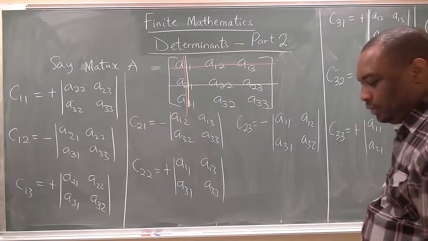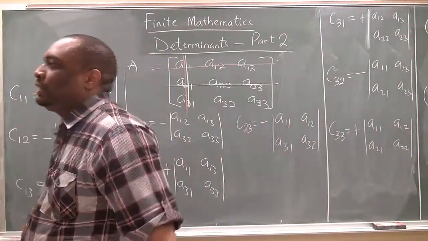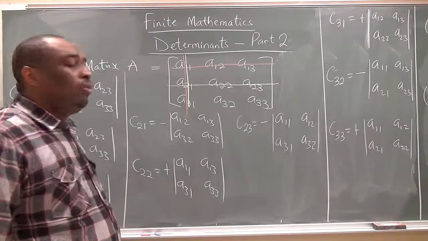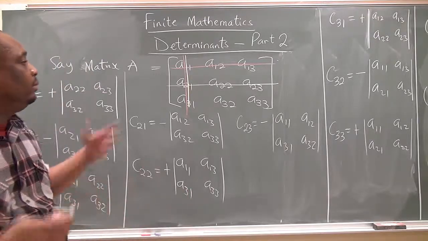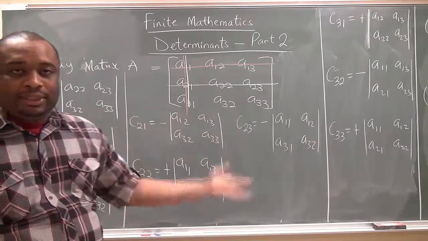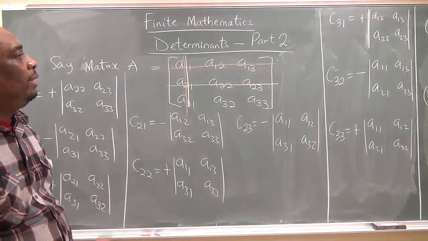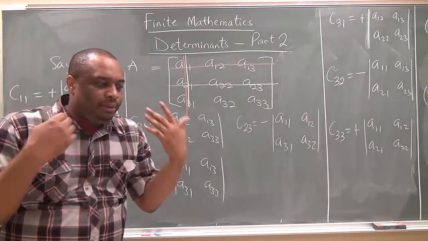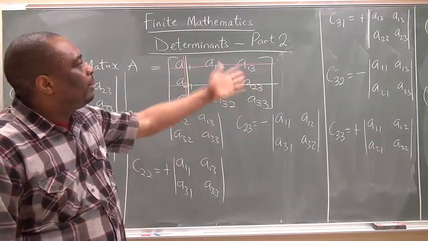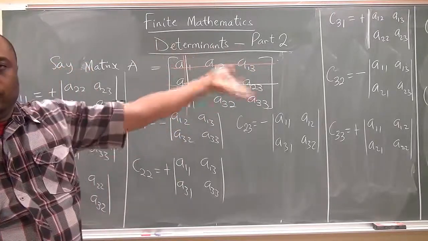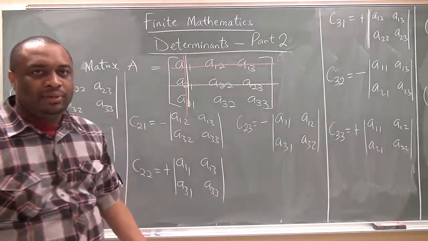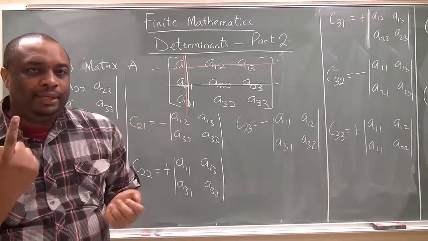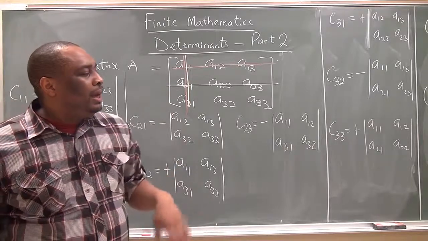Okay, so those are the cofactors, and we just multiply A11 times C11 plus A12 times C12 plus A13 times C13. Or for the second row, A21 times C21, and the rest of them. So one thing to note about a 3x3 matrix is that the minor will be a 2x2 matrix. You understand what I'm saying? And for a 2x2 matrix, the minor is just an element. That is what you should note.